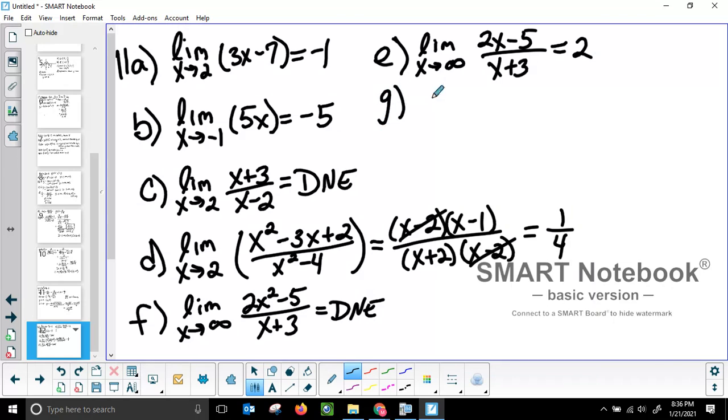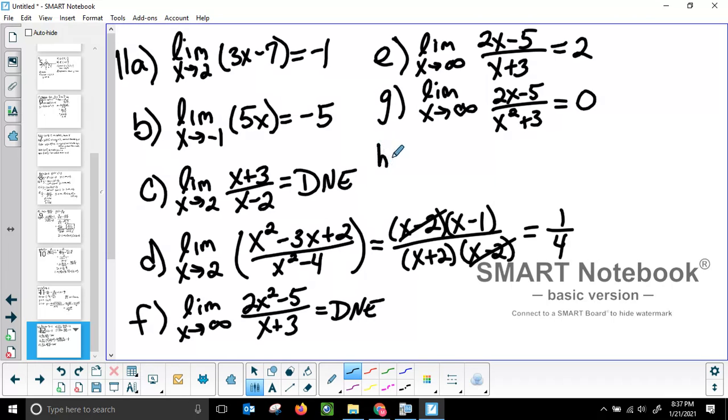All right, G, we have another limit as x goes to infinity of 2x minus 5 over x squared plus 3. So again, we compare the degree of the numerator to the degree of the denominator. Degree of the numerator is 1, degree of the denominator is 2. Since the degree of the bottom is larger, the limit is 0.